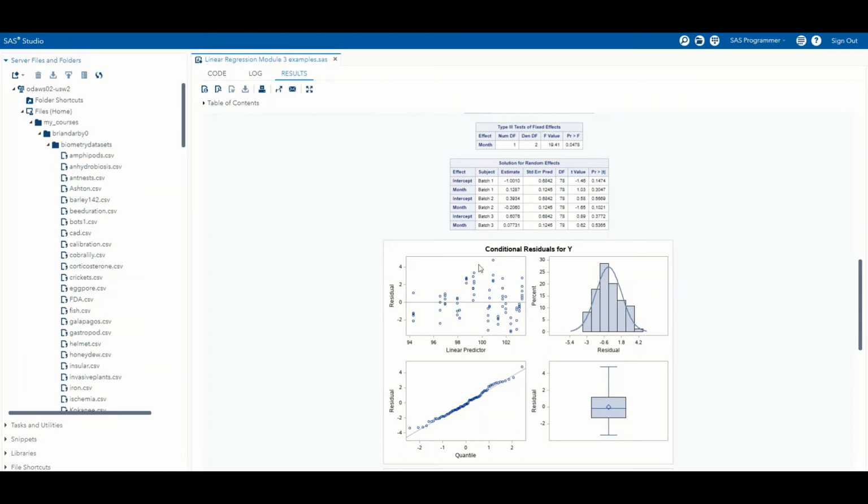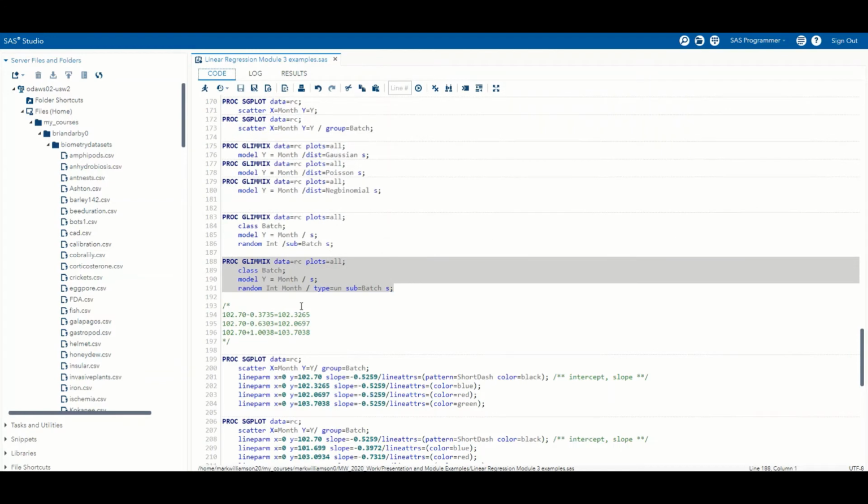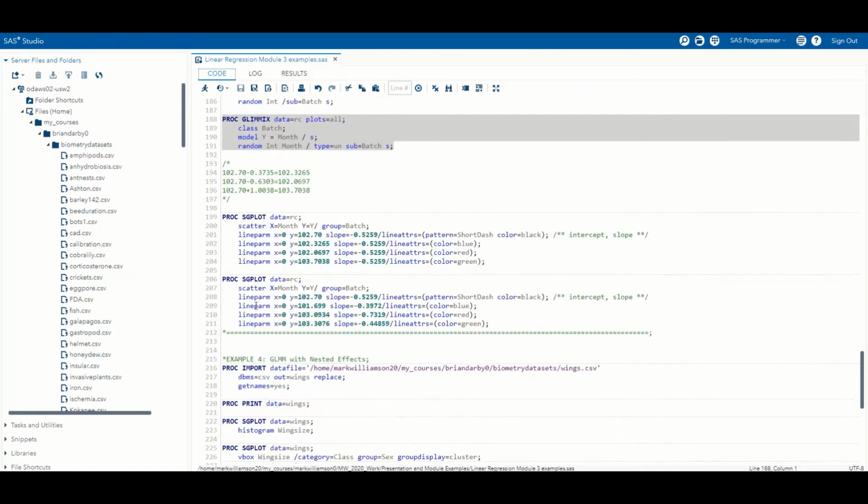We have our solutions, and what we see here is that month is significant. Then we have, for each batch, so we have 3 different categories of our random variable, an estimate for their intercept as well as their slope against month.